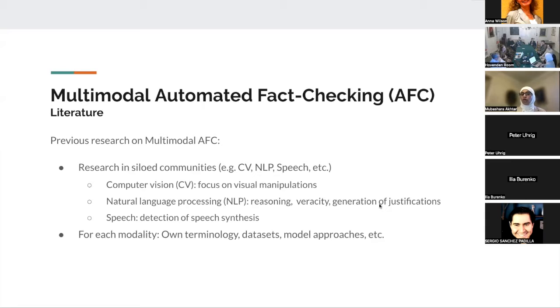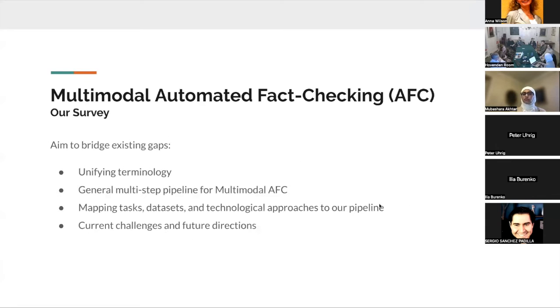The aim of our survey is to bridge this gap and try to unify the terminology in a way that the work is accessible across these communities, and introduce a general multi-step pipeline for multimodal fact-checking. So we have a lot of data sets and tasks across these communities, and we try to map them to one unified pipeline and discuss the data sets and technology used. And finally, as I've mentioned, we address challenges and future directions.